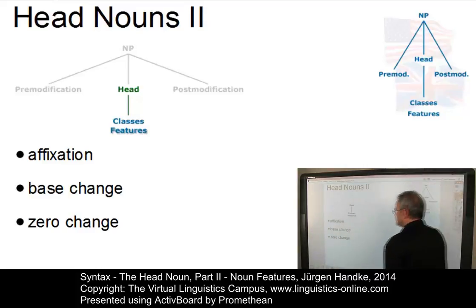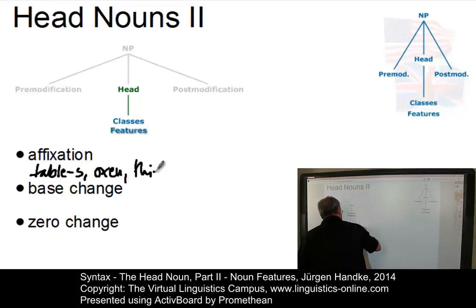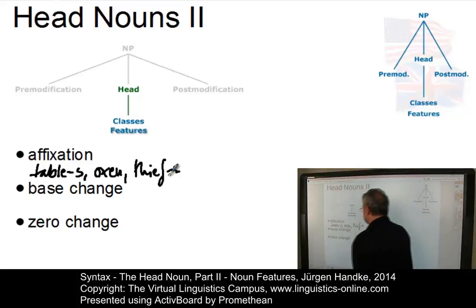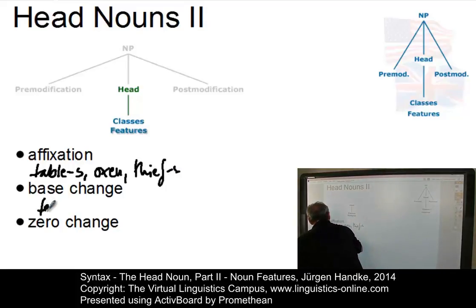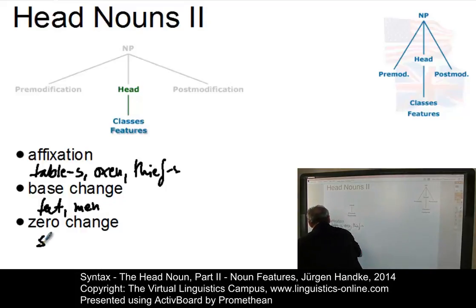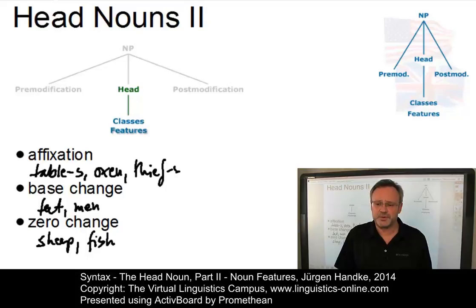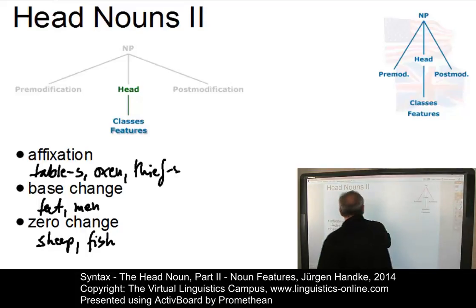For example, affixation, as in tables, oxen, or thieves. Base change in examples such as feet or men. And finally, we have zero change operations where nothing happens. For example, take the plural of sheep, which is sheep, or the plural of fish, which is identical with the singular form. The collection of these inflectional processes for nouns is traditionally referred to as declension.